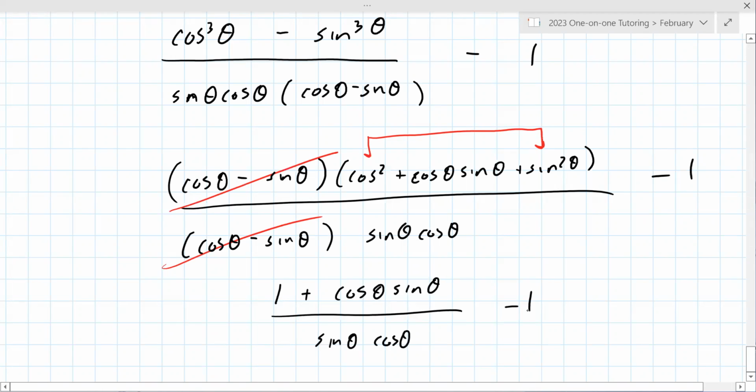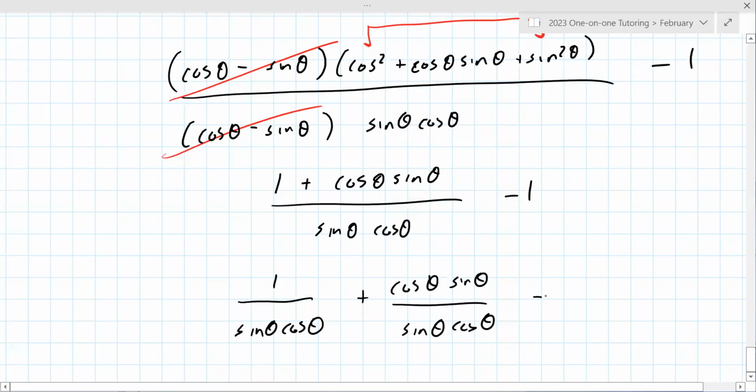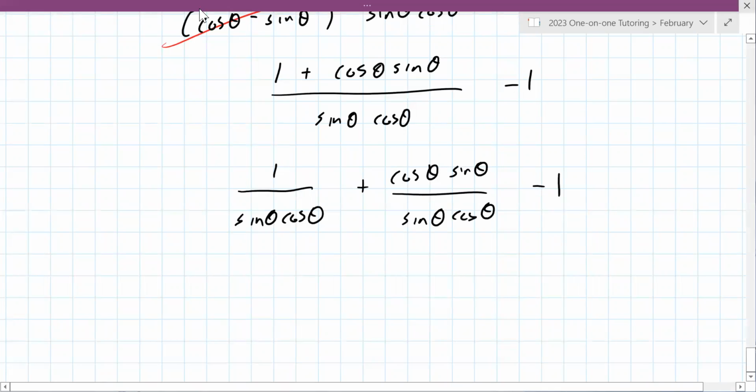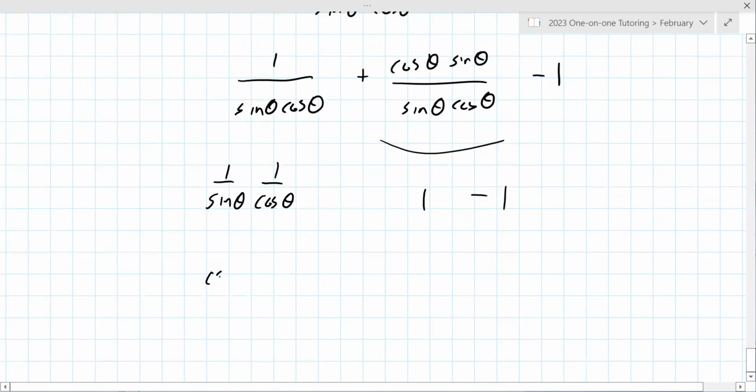Still have this -1 here. And then you divide each of these. So 1 over sine theta cosine theta plus cosine theta sine theta over sine theta cosine theta, -1. So then the one in the middle becomes 1 minus 1. See how those cancel. It's kind of nice. And then this one is 1 over sine theta, 1 over cosine theta. So cosecant theta, secant theta.